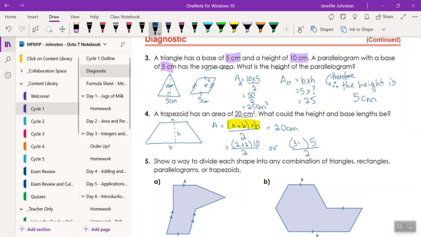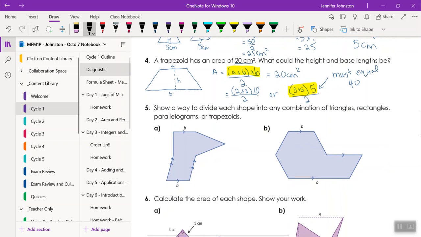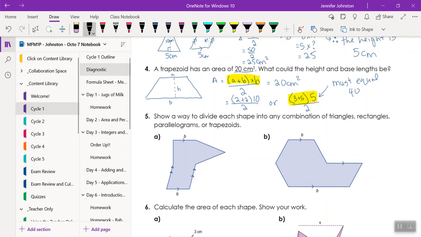So 8 is, like, let's say 3 plus 5. So this would be 3 plus 5 gives us 8. 8 times 5 is 40, and 40 divided by 2 gives us 20 centimeters squared. Awesome. All right, so there's a whole bunch of different answers here that you can make up, but the top part must equal 40. So on top, right, because 40 divided by 2 is 20. Okay, so a whole bunch of different answers there.